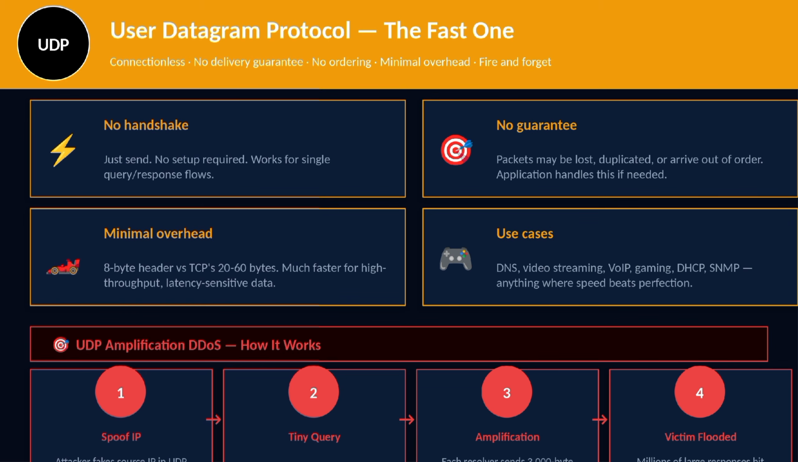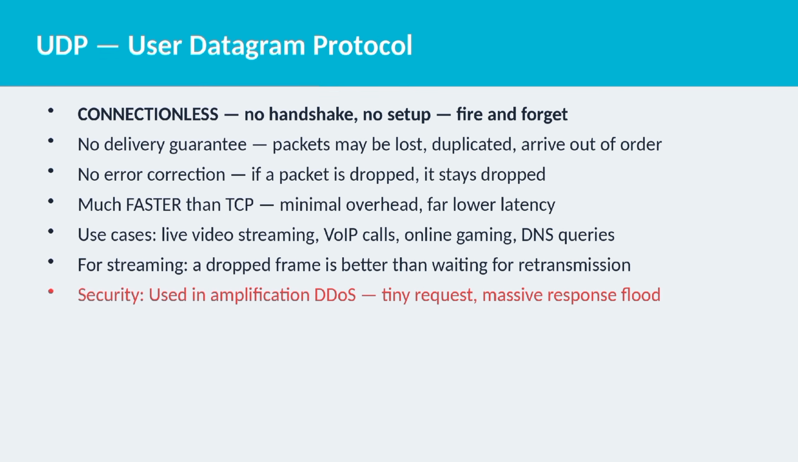Online gaming. Your position in the game needs to update right now, not 100 milliseconds later after a retransmission. DHCP. When your device doesn't even have an IP yet, it sends broadcast requests. That works best with UDP. SNMP, used for network monitoring, where speed and efficiency matter. TFTP, a simple file transfer protocol used in controlled environments.